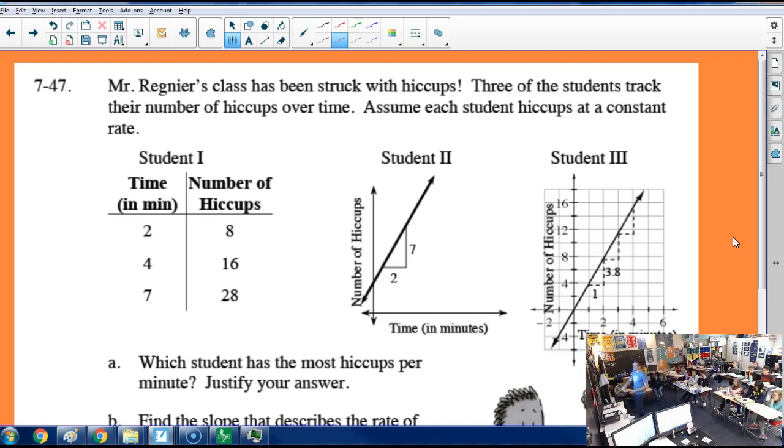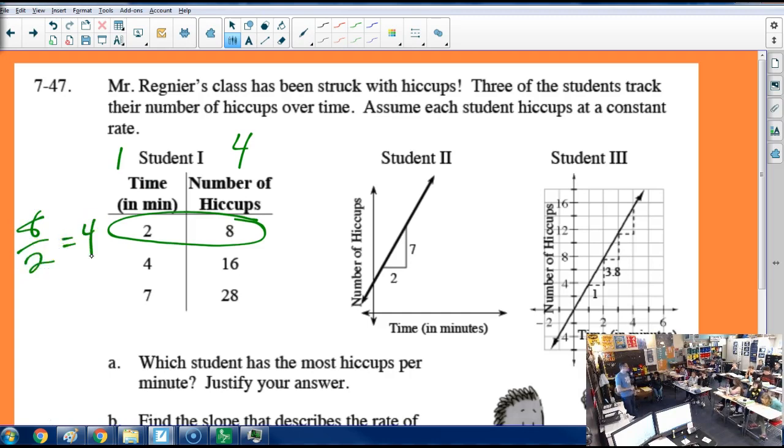Yeah, so we look for unit rate, right? Xander said, well, if there's 8 in 2, we would stand to reason that there would be 4 in 1, because we divide by 2 and divide by 2. Or if we set up this, it's 4. Right, okay, so 4 hiccups in a minute, not terrible.